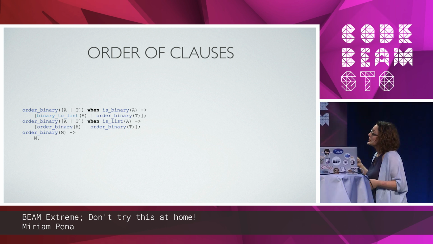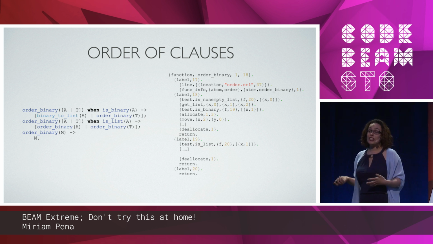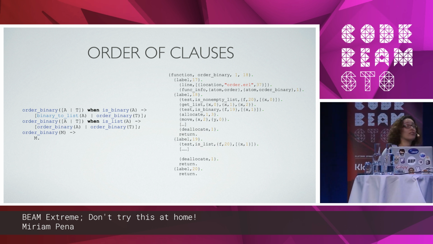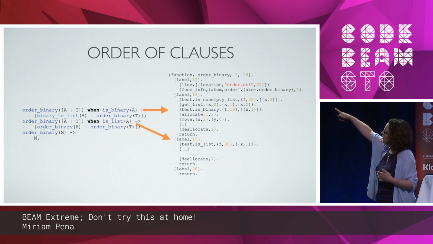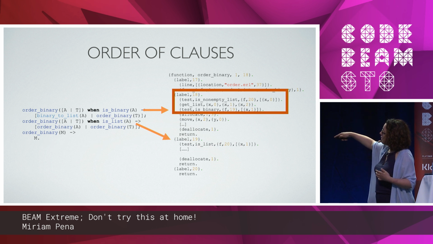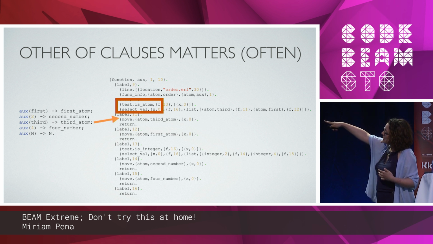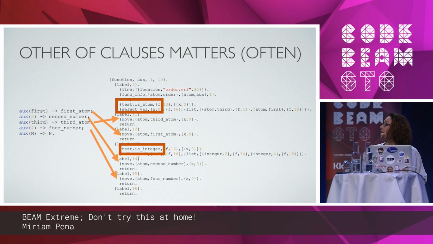Similar thing with the order of clauses. It used to be said that the order is preserved. It's not as much anymore, because the compiler knows better than you, and it will reorganize the code for you. But here in this case, you see that the order for binary and list is preserved from one label to the next one. However, in this other example, first it does a test for is atom, then it will compute the third atom, and then the first atom, and then the same for integer, second number for number. So the compiler will reorganize things to make it more efficient than you thought of them.